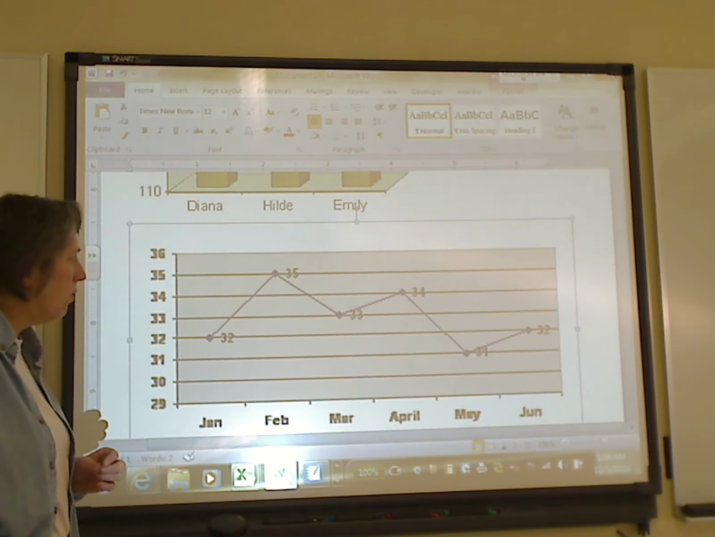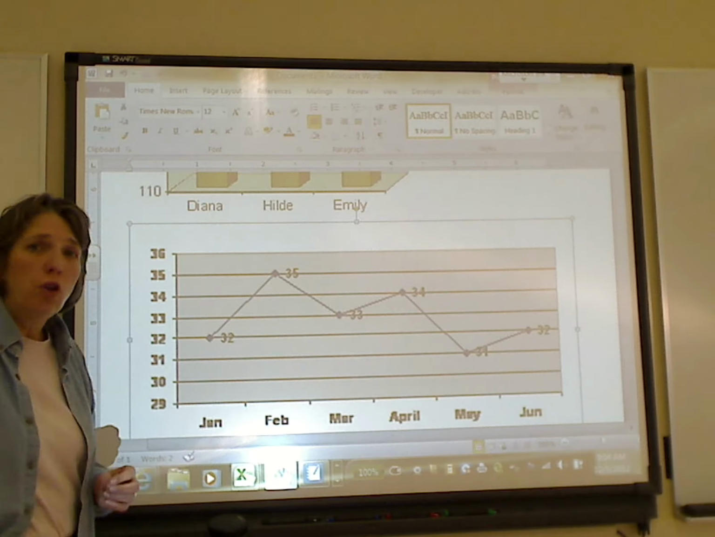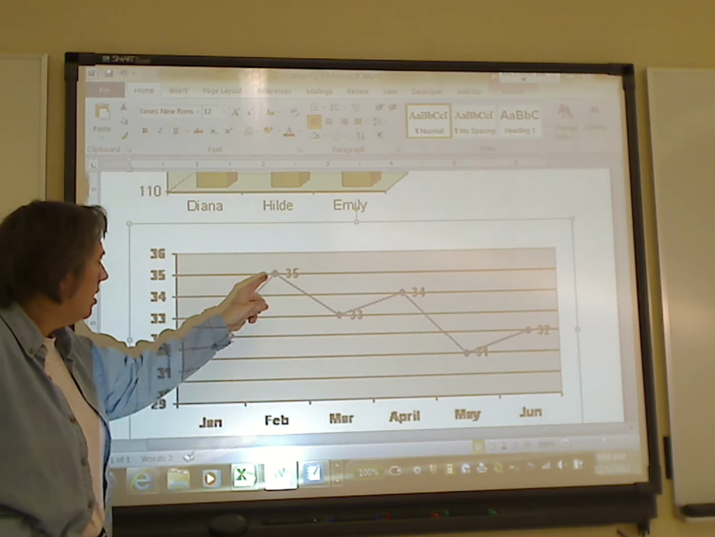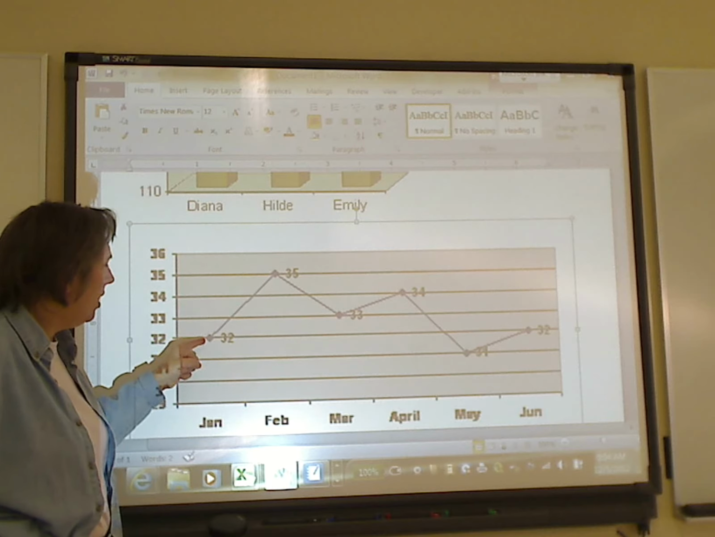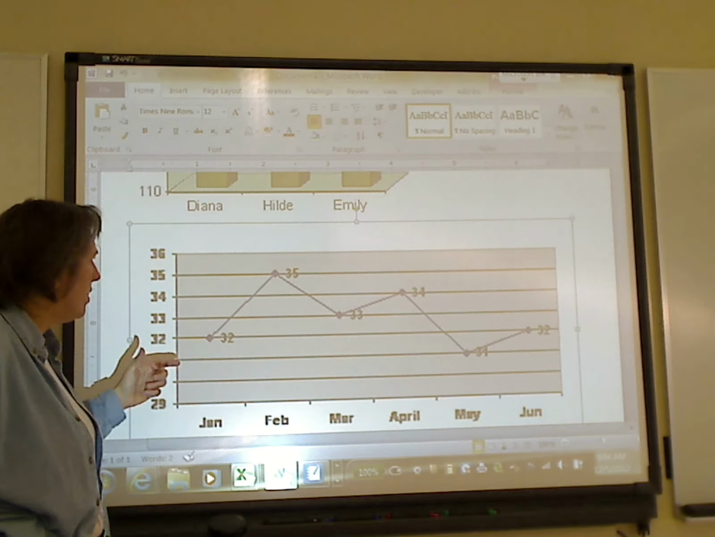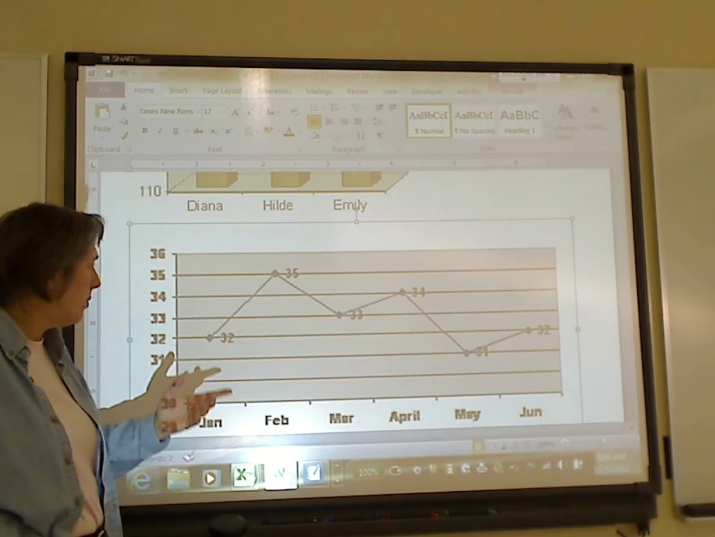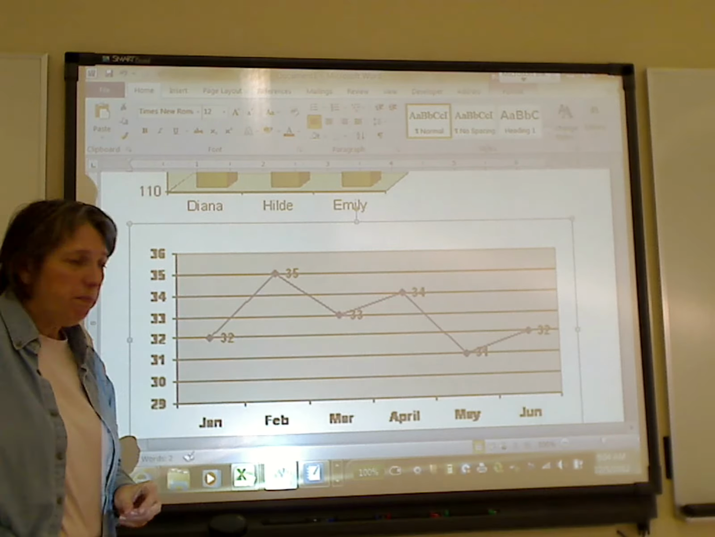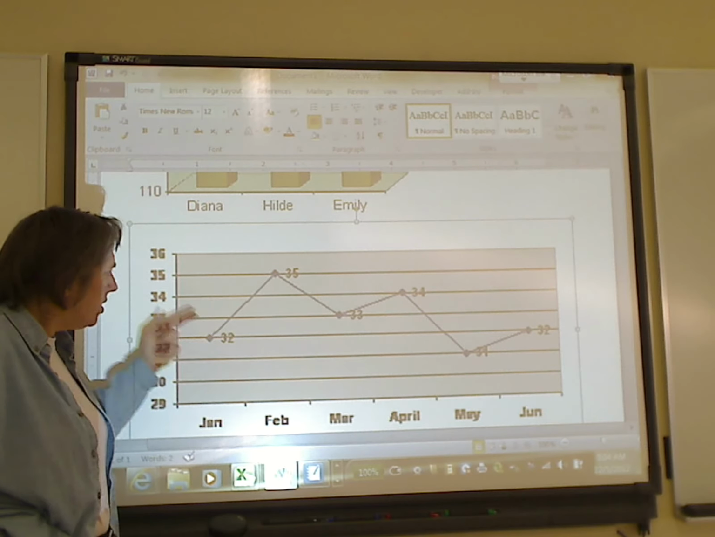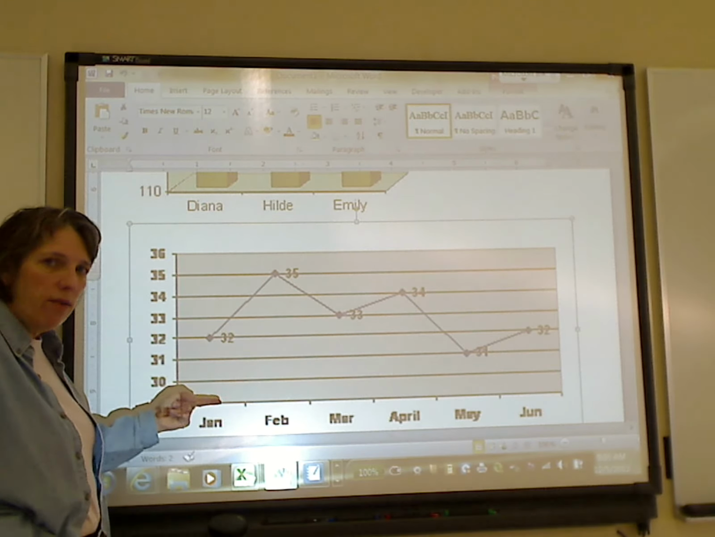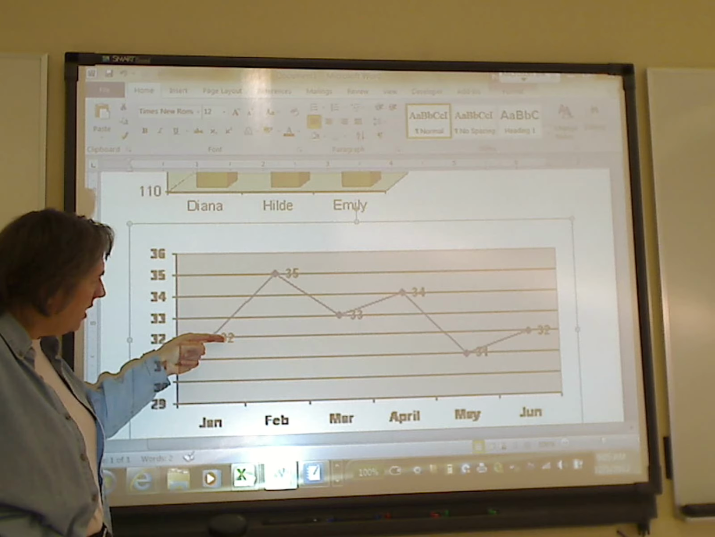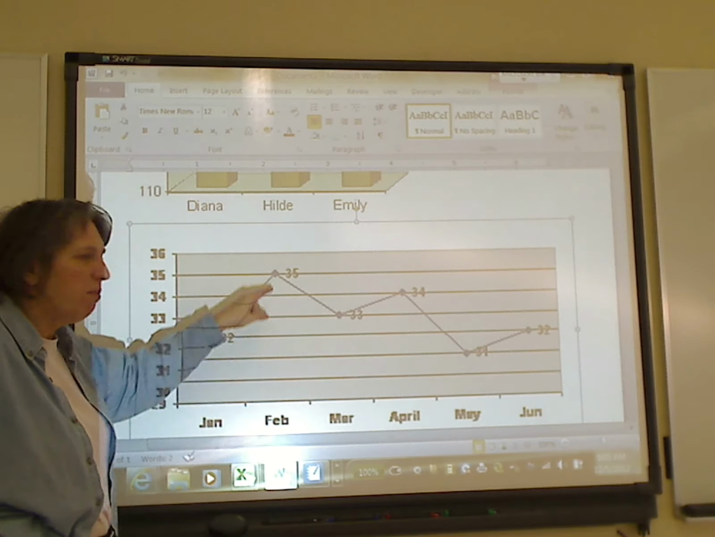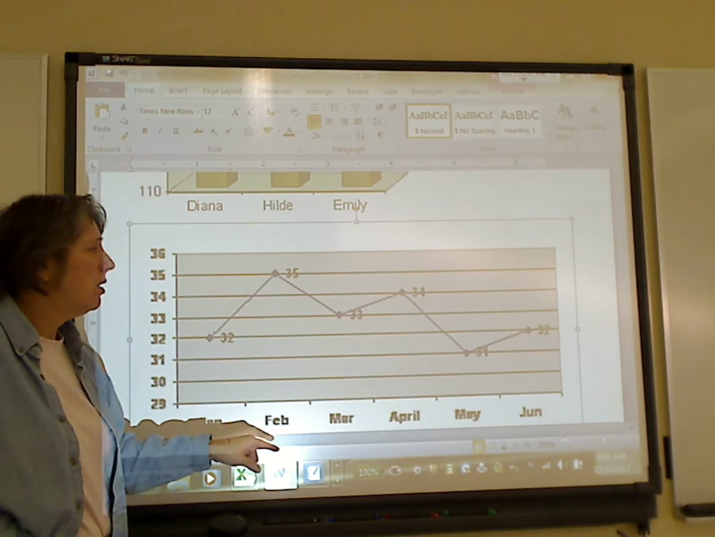This is a misleading graph because unless you look at the numbers, it looks like in February this almost doubled in whatever this is about. Let's just say it was my sales, and this represents 32 million, and this is 35 million. But it looks like, based on this graph, that this from here to here doubled. So you would expect this to be a much better month than it really was.